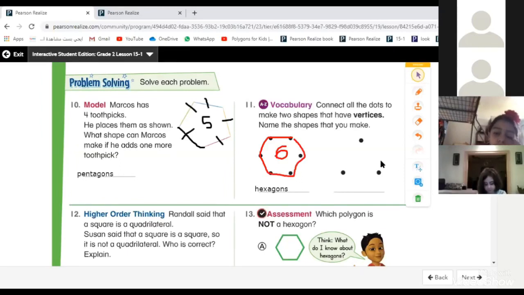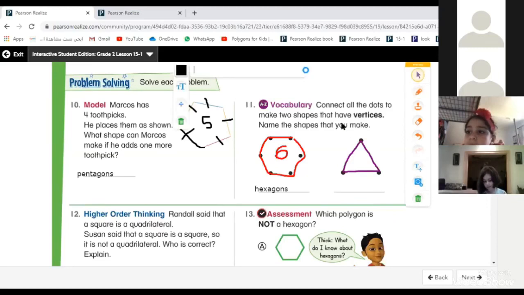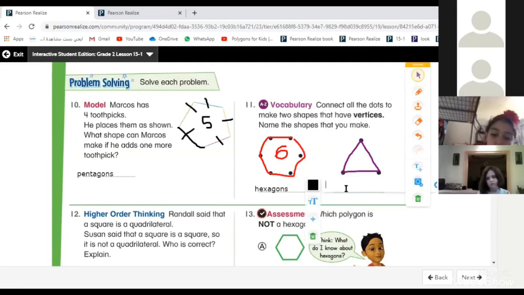Okay. Hala, match now between these 3 dots. What do we call it, Hala? Triangle. Excellent. Try from the word 3, triangle.